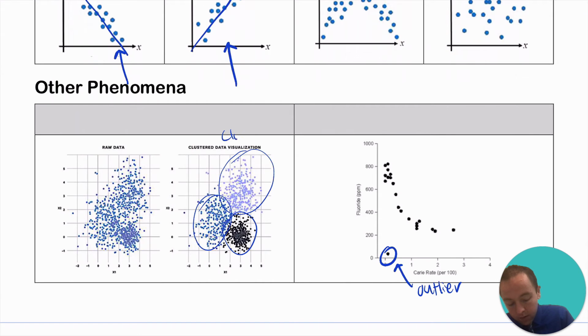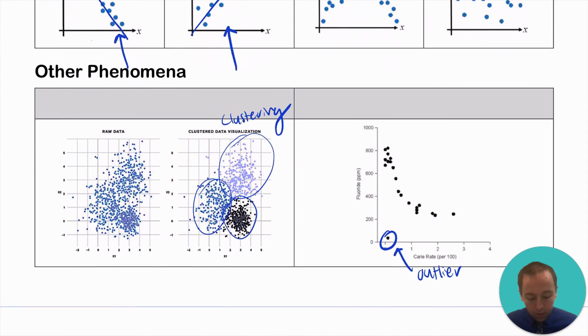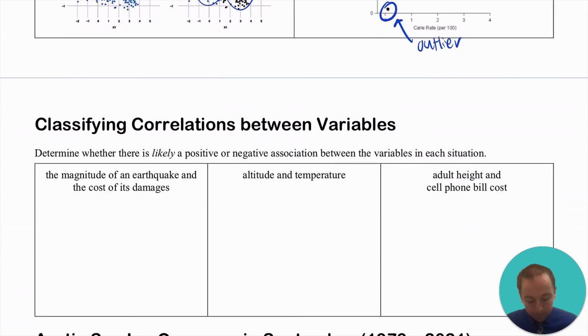And so sometimes we'll see clustering happen within data when we break things up into subcategories. So those are some other things that we want to look for as we are examining scatter plots.